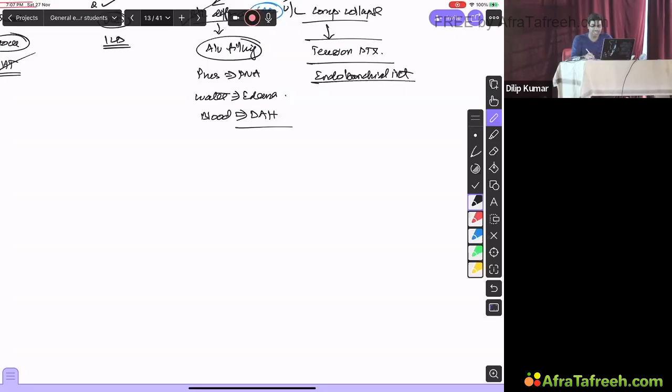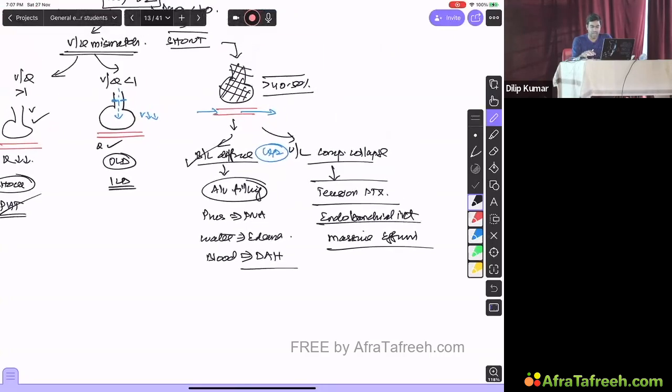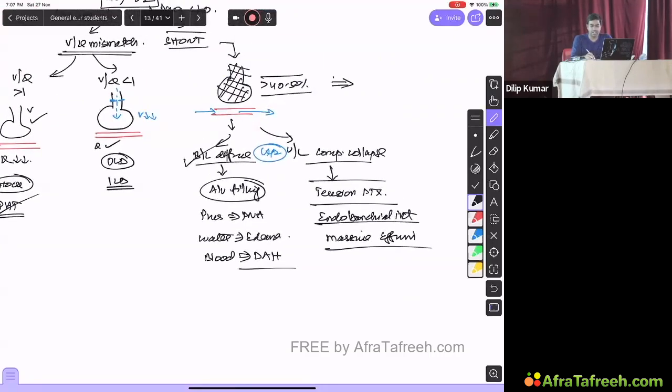Okay. So then what about your other causes? It could be a massive effusion or an empyema on one side that can completely collapse. So these are examples of total collapse. Easily you can find out. And shunt also means what? It's not just alveolar, it can be anatomical shunts also.